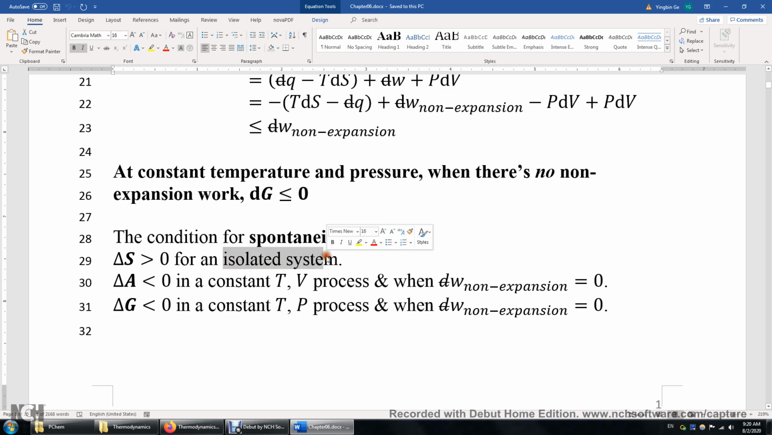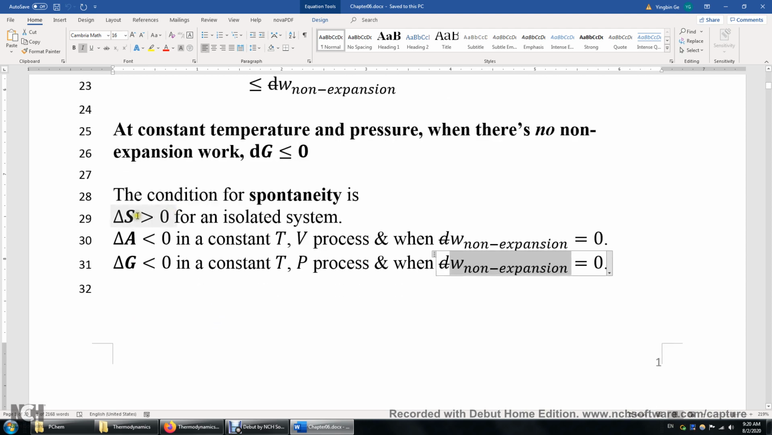For an isolated system, the entropy always increases. For a constant temperature and volume process, without any non-expansion work, this A, the Helmholtz energy, always decreases. What if we have a constant temperature and pressure process? If the non-expansion work is zero, then G always decreases. Those three conditions are how we determine whether a process is spontaneous or not.